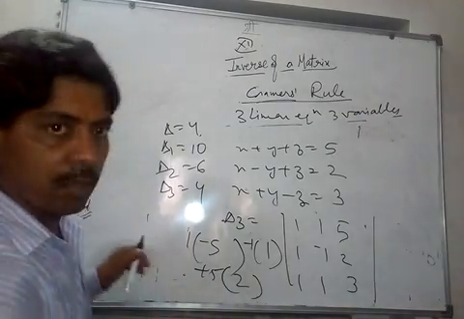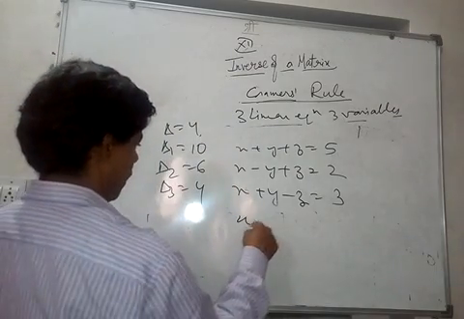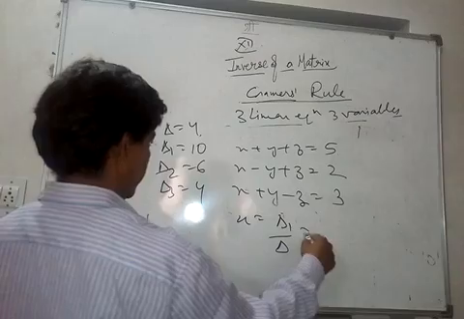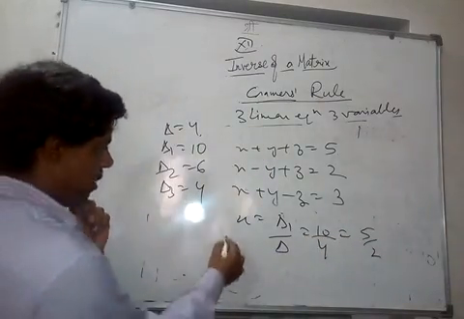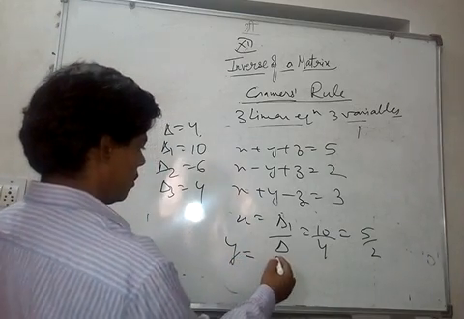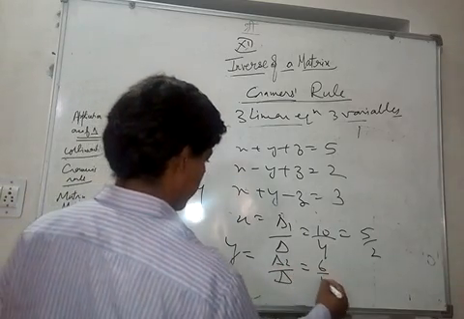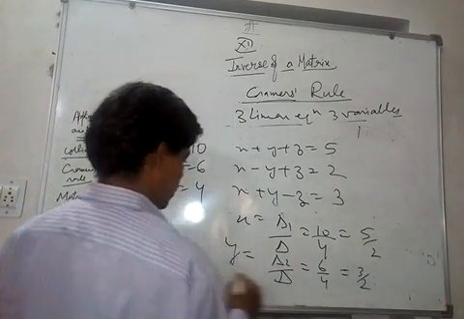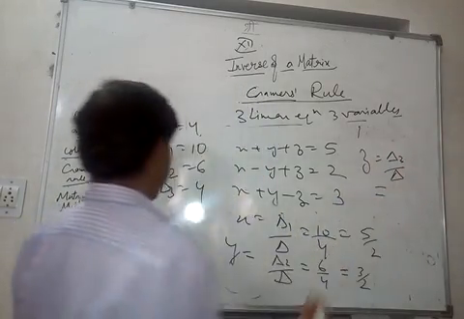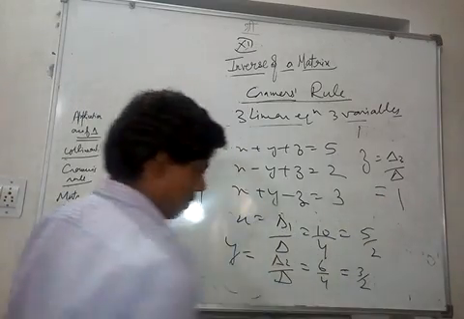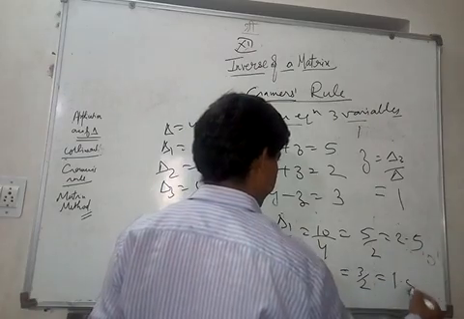Let's write the answers now. So we get that x is equal to delta 1 upon delta, that is 10 upon 4, that is 5 upon 2. Y is equal to delta 2 upon delta, and delta 2 is 6 upon 4, that is 3 upon 2, and z is equal to delta 3 upon delta, but delta 3 is 4 upon 4, that is 1. So I hope these values are working. We can write this as 2.5 and this as 1.5 and this is 1.